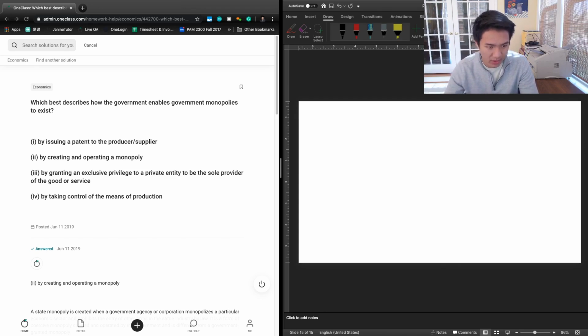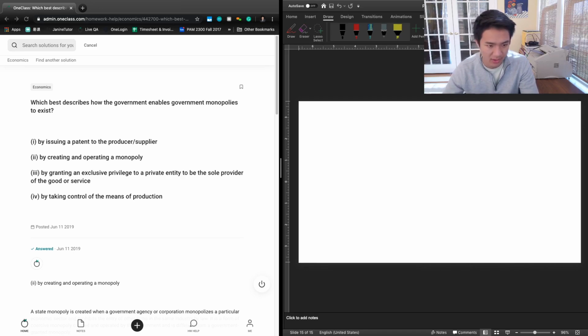Two says by creating and operating a monopoly, and this is probably the best choice for this question. That's just because when we're talking about monopolies and we're talking about government, the straightforward answer is that governments are just going to create and operate a monopoly in the industry of their choice. We can take a look at some of the other answers.